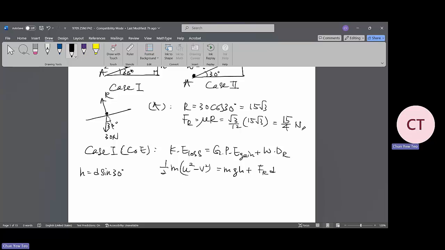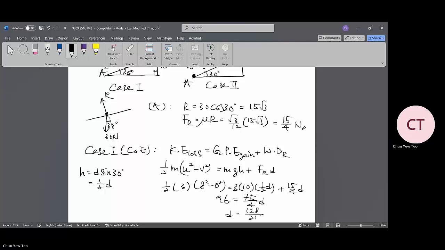So h is D sine 30 degrees. It will be half m of u squared, where u is 8 and v is 0. And what is your m? The mass is 3 kg. This equals 3 times 10 times h, where h is half D, then the frictional force is 15 over 4 D. So you get 96 equals 75 over 4 D, so you get D is equal to 128 over 25. Okay, so we found the D.